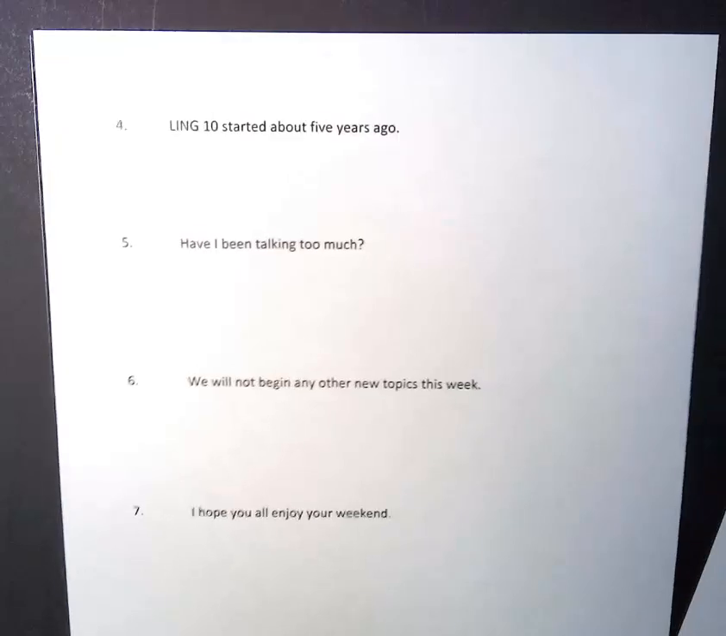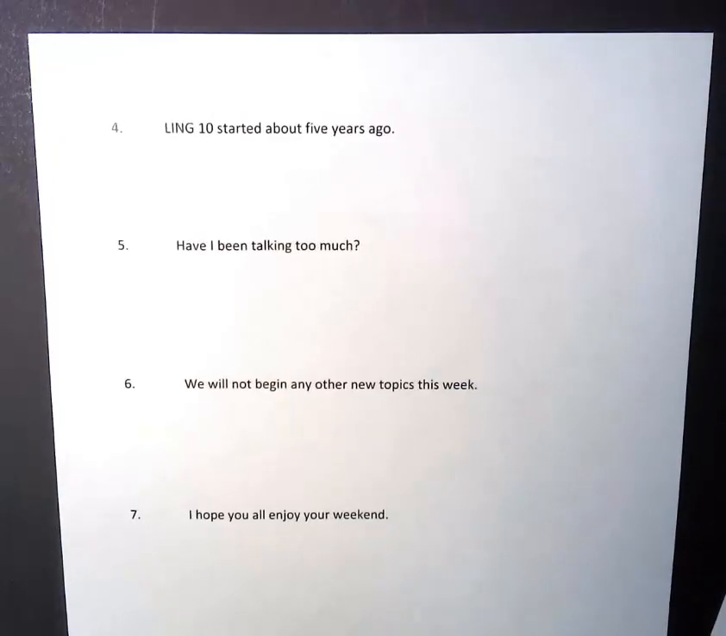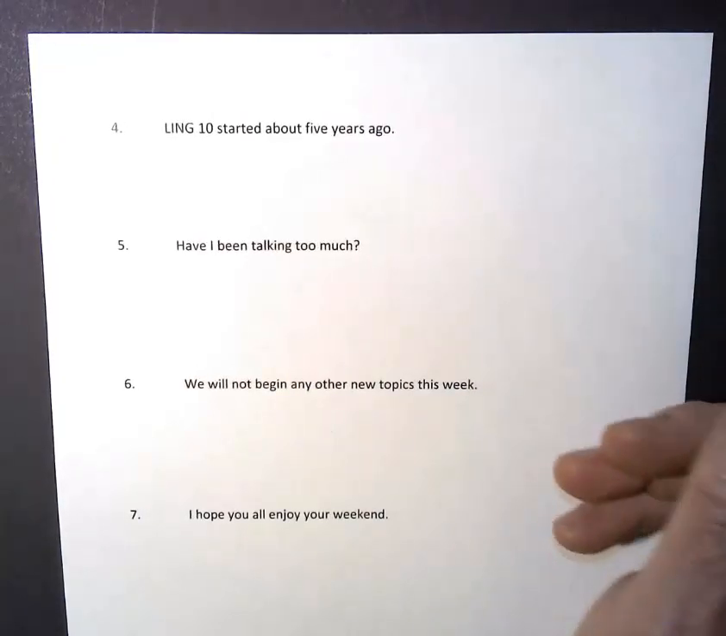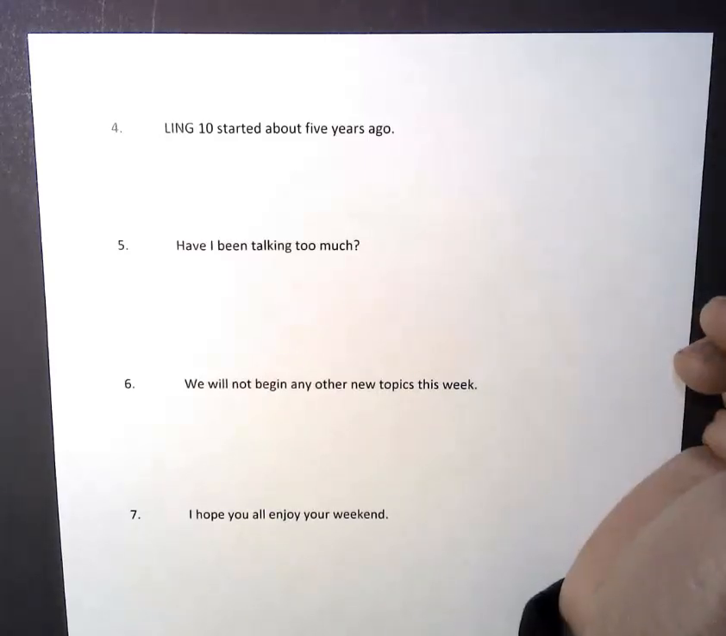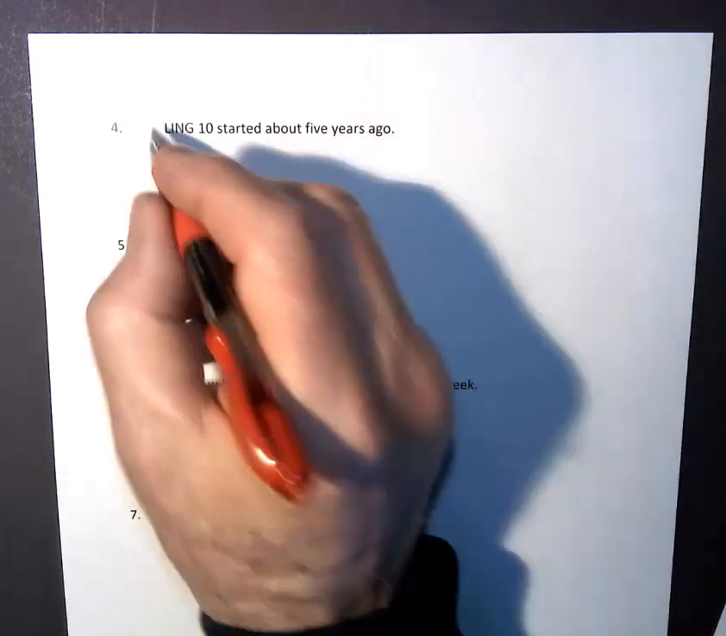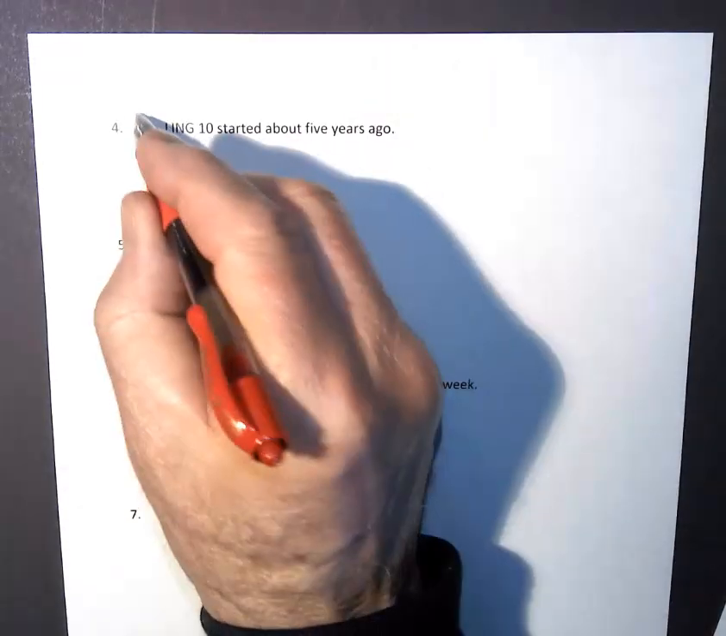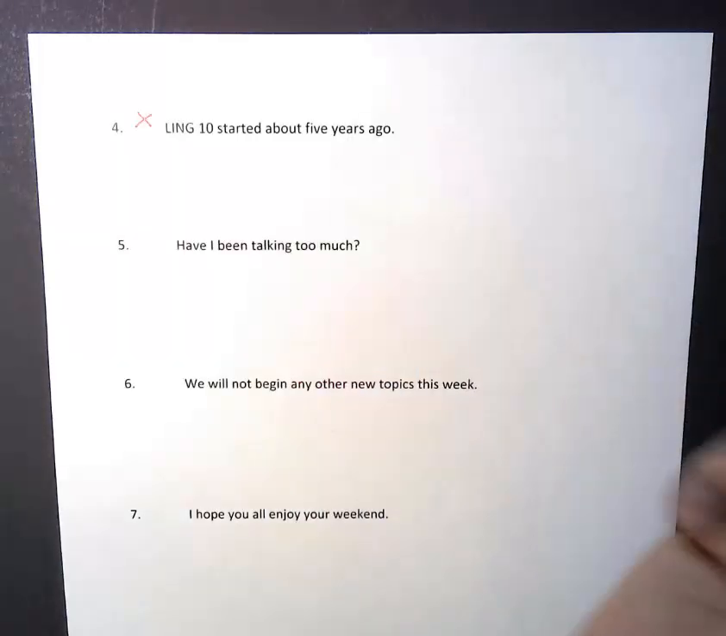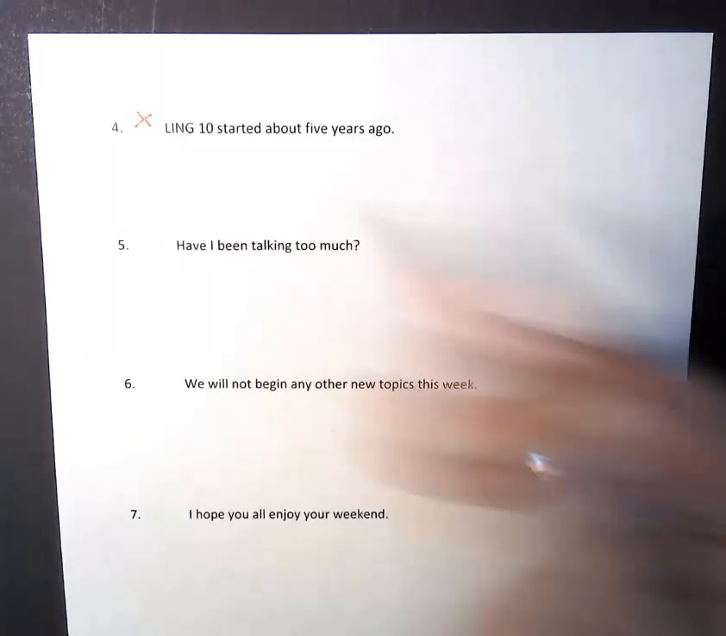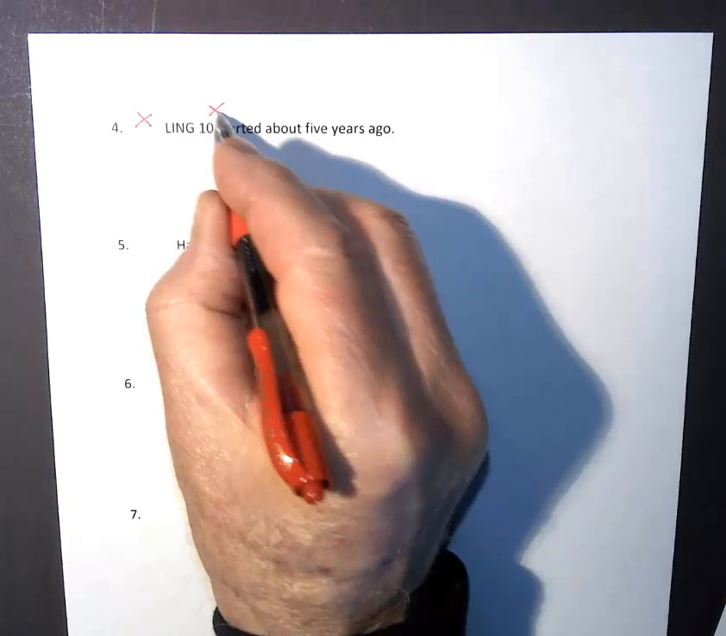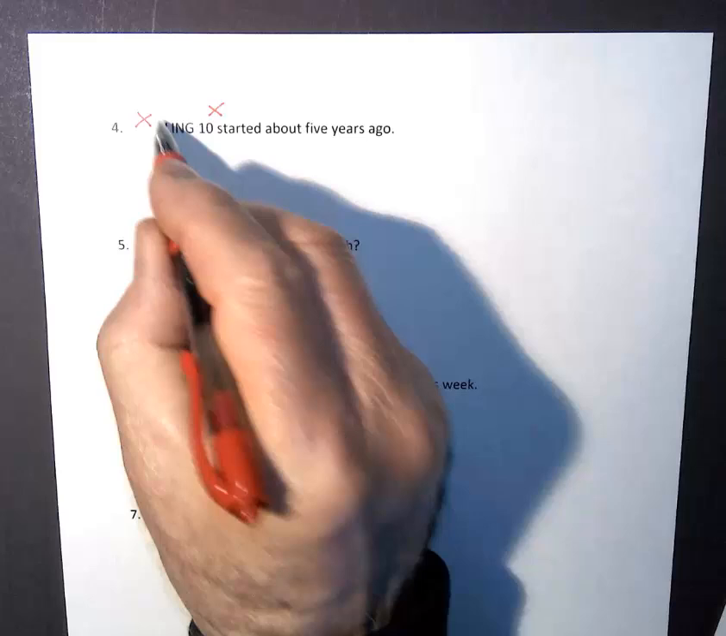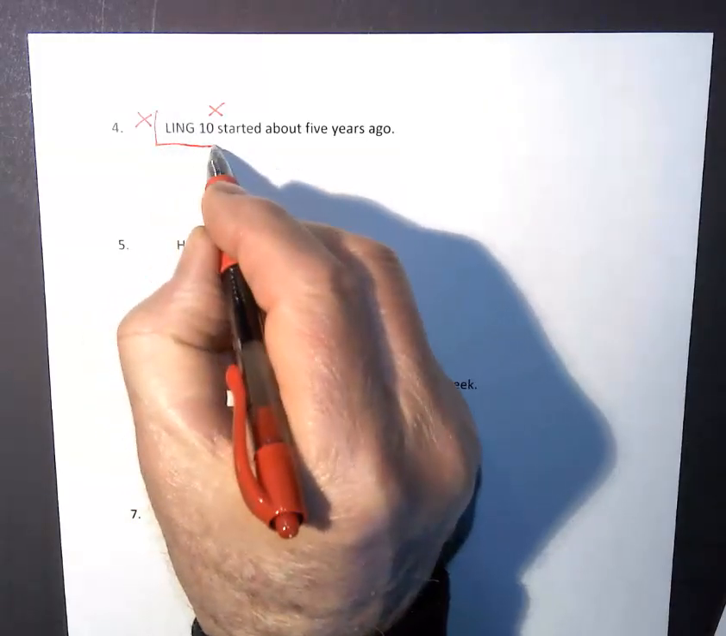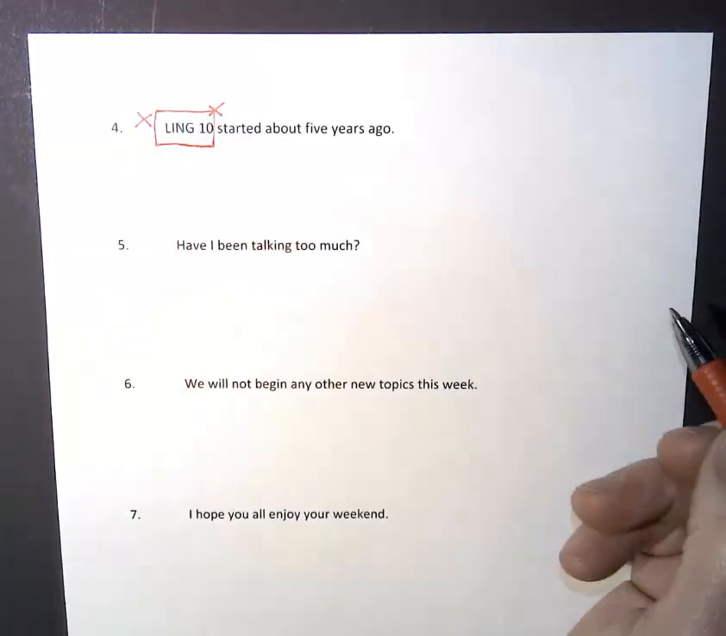Oh, these papers are so sticky. Okay, let's take a look. Number 4. Now, Ling 10, and that's the name of a class I teach at my college where I teach this grammar. Ling 10 started about 5 years ago, so I don't see the X word. I'd ask, did Ling 10 start about 5 years ago? I could make it negative to find my other X word place. Ling 10 did not start, and so Ling 10 is the subject.